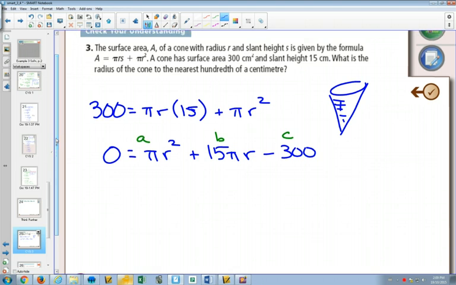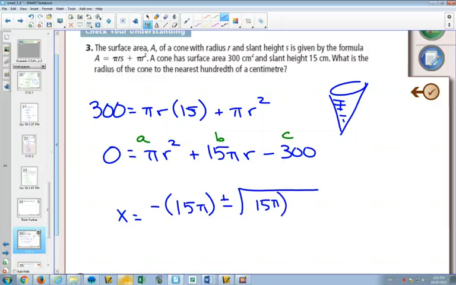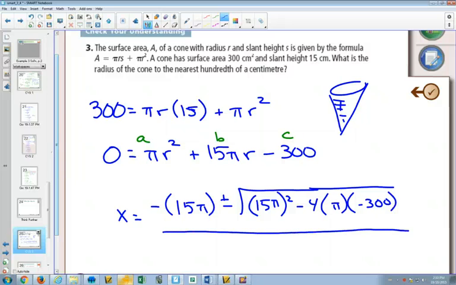So now, once we have this, we can go to our quadratic formula. Negative b plus or minus the square root of b squared minus 4ac, all over 2a.